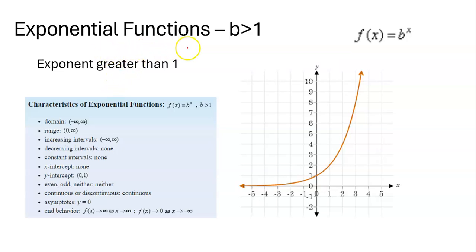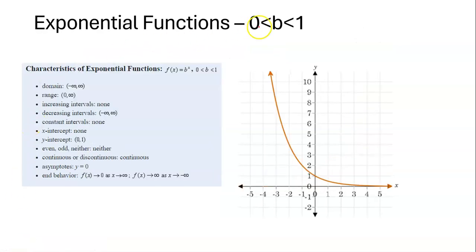Okay, exponential functions where b, that's this, is greater than 1. So we have like 2 to the x or 50 to the x or what have you. It's greater than 1. It should be the base is greater than 1. This should say base. Okay, so if the base is greater than 1, this is what our graph looks like. Okay, we've got our domain and our range, our intervals, intercepts, even, odd, continuous, etc.